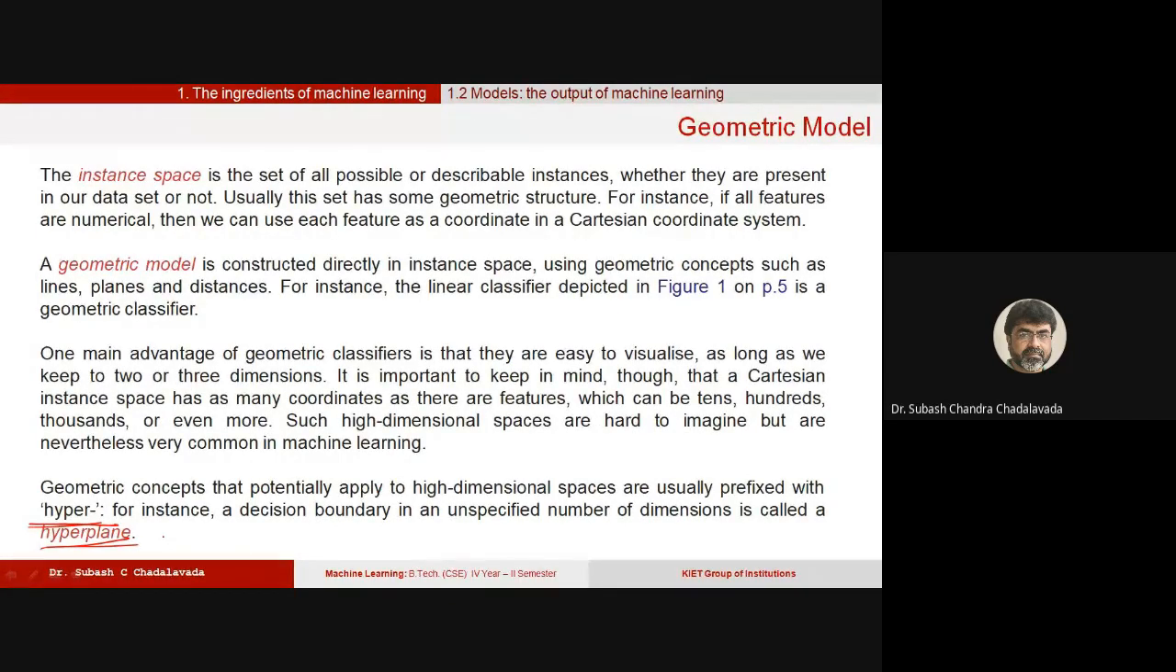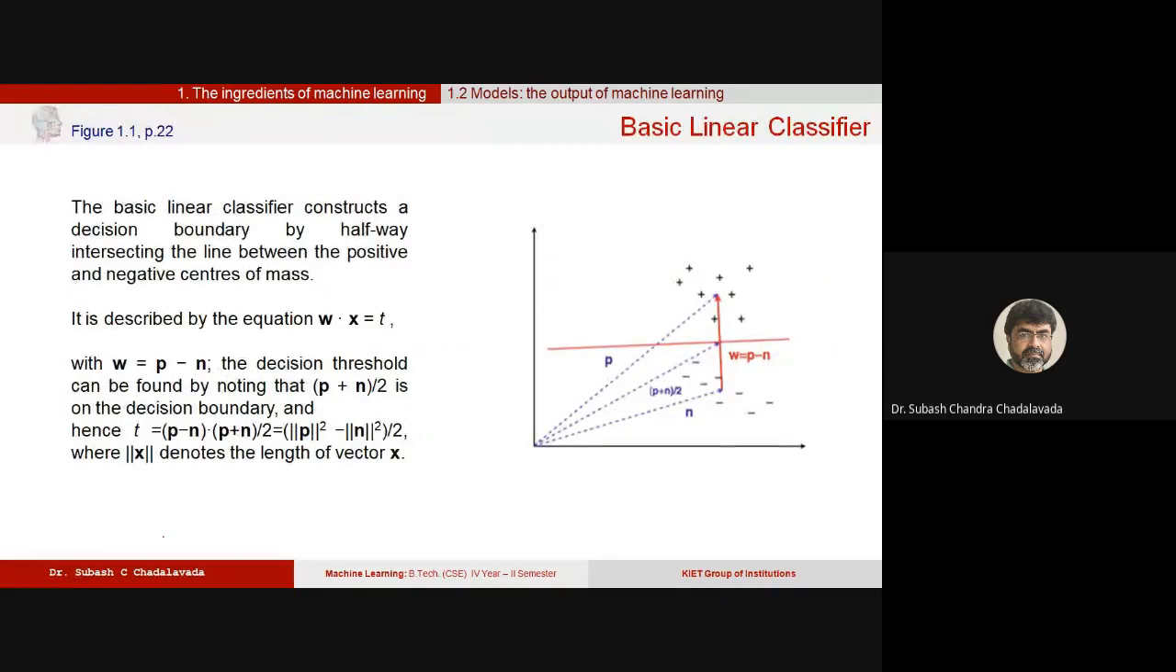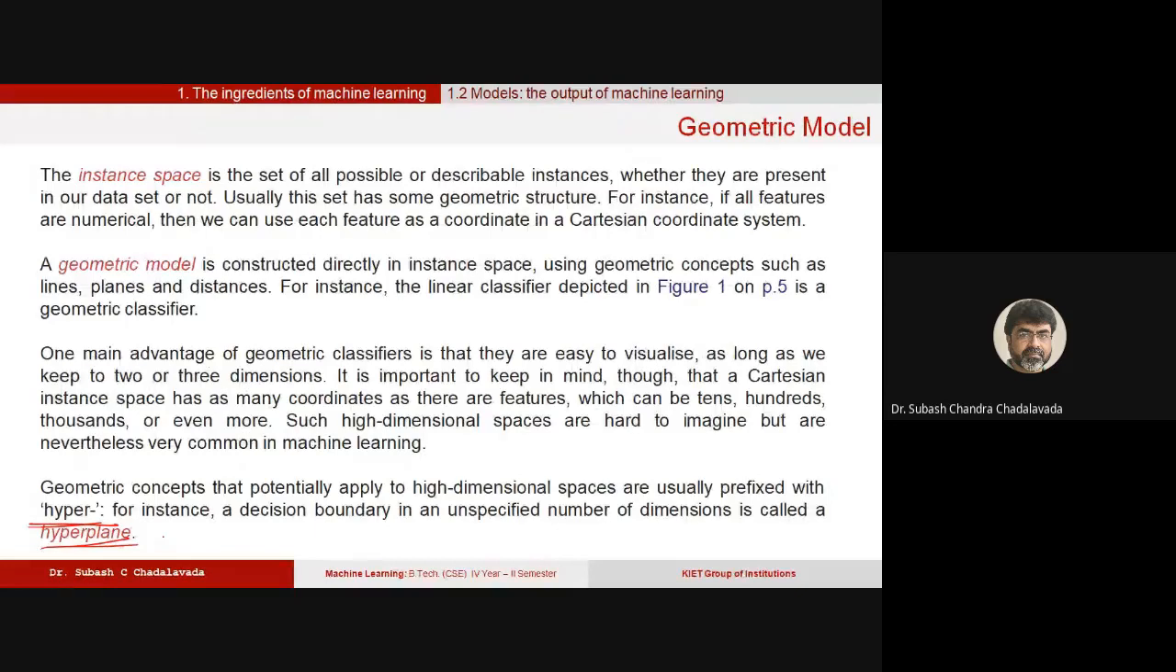So mostly it will be there, but for simplicity, we'll see a two-dimensional model now. That's a basic geometric classifier called the basic linear classifier, which is in your textbook in Figure 1 on page 5. If you have downloaded it, you have a soft copy, or else tomorrow I'll share it with you.